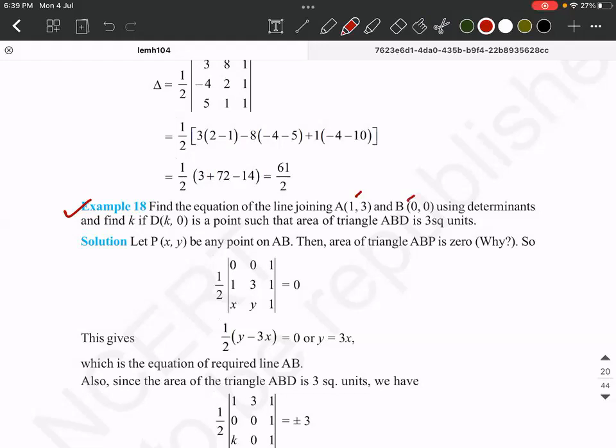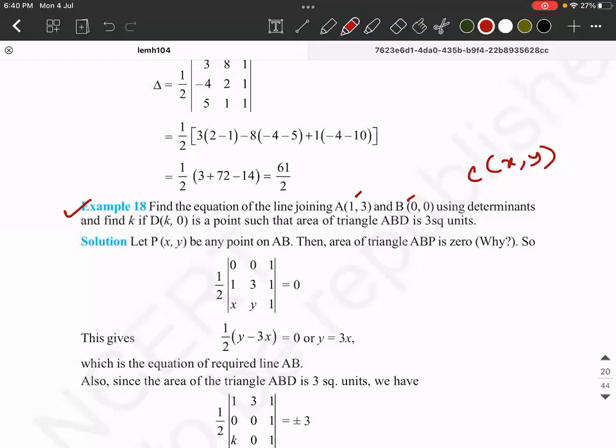So for you to find the equation of a line, you need a locus point. So let the locus point C be x, y. You need 3 points, 2 given points and a third one. So you need x and y, no? The given ones are fixed values, 1, 3 and 0, 0. You need x, y, a general point on the line, no? That's called the locus point.